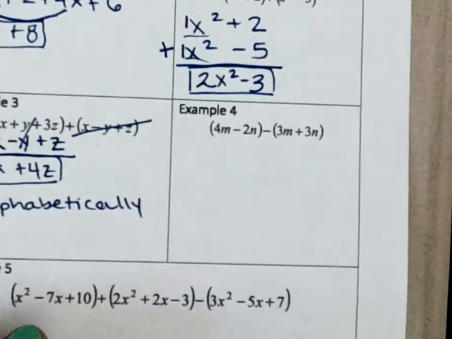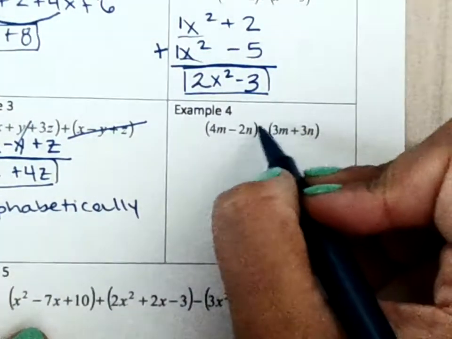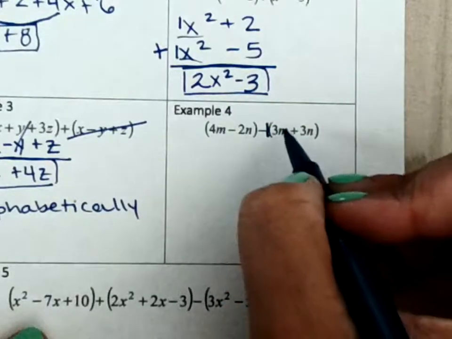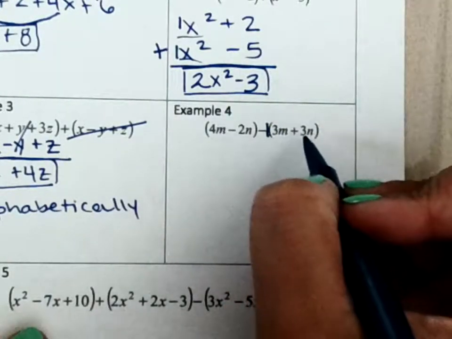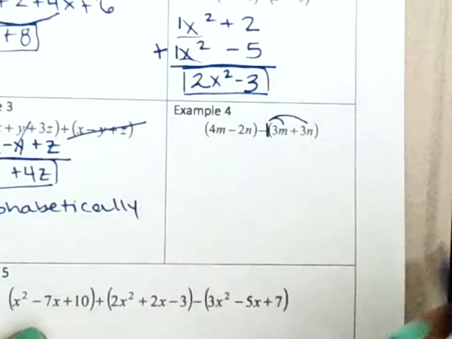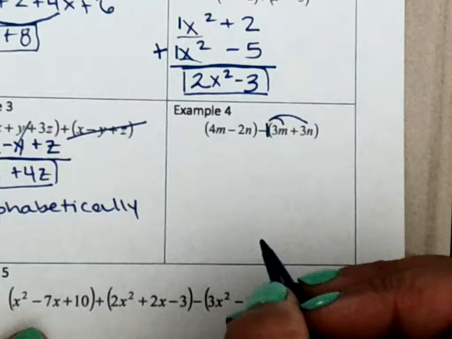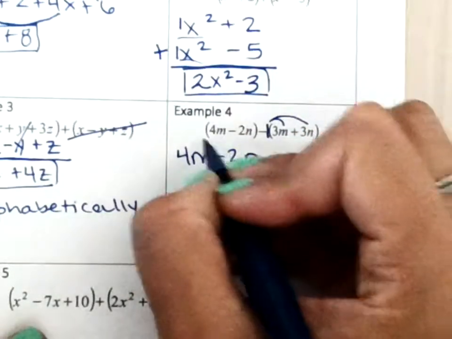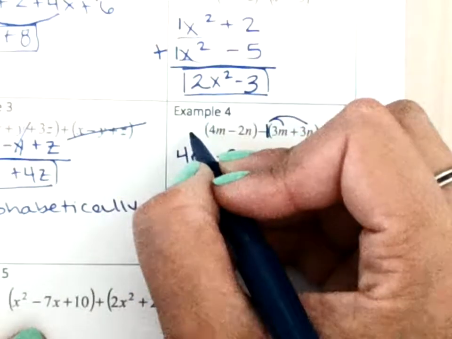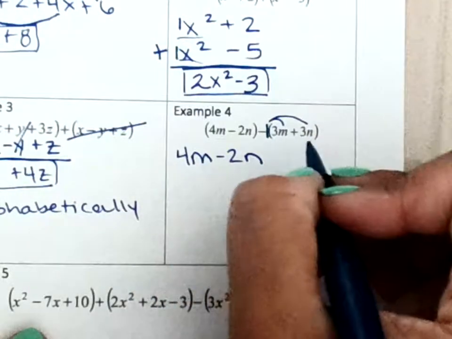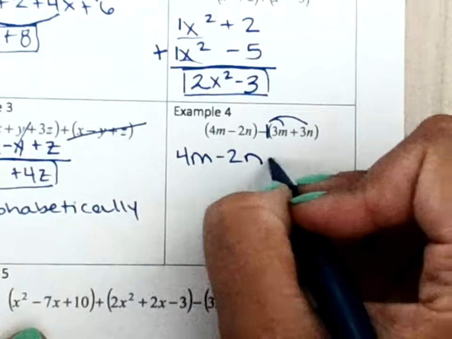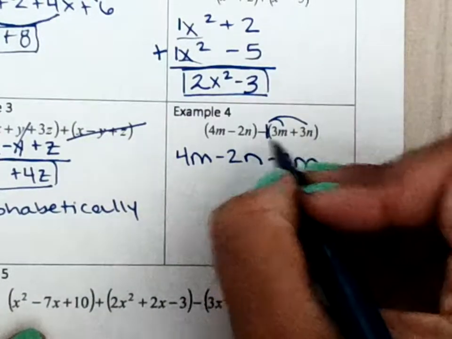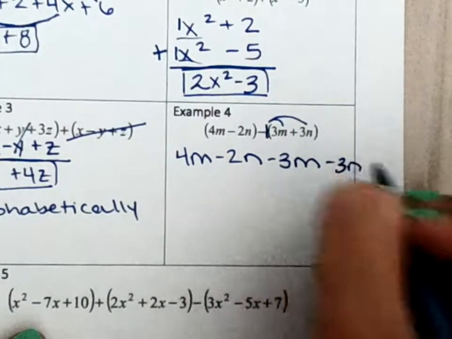In example 4, we have a negative in between our parentheses. This means that there's an imaginary negative 1 outside of this parenthesis that we need to give it to. So I'm going to distribute and rewrite this equation with the negatives. So I bring down 4m and negative 2n. Notice that there's nothing in front of the parentheses, so we just keep it the same. 3m becomes negative 3m because it was positive, and 3n becomes negative because it was positive as well.